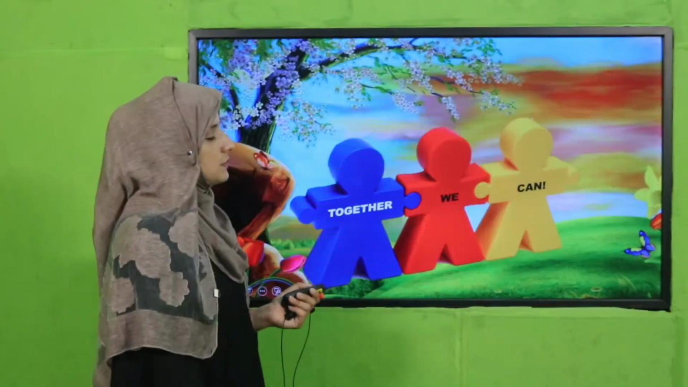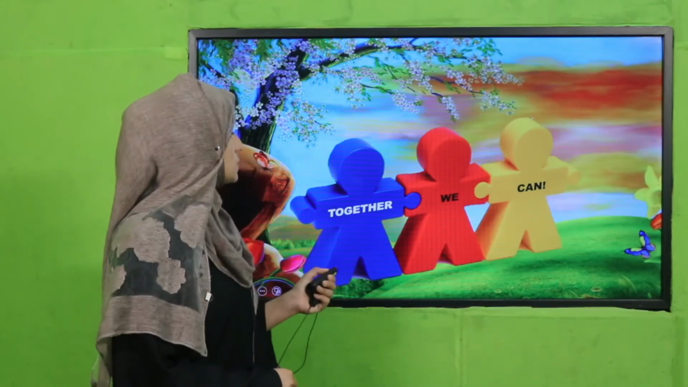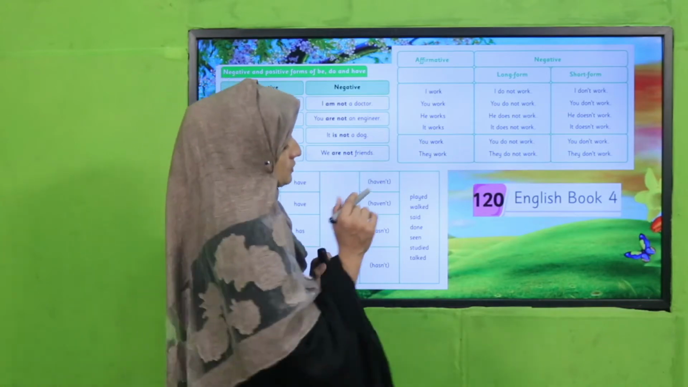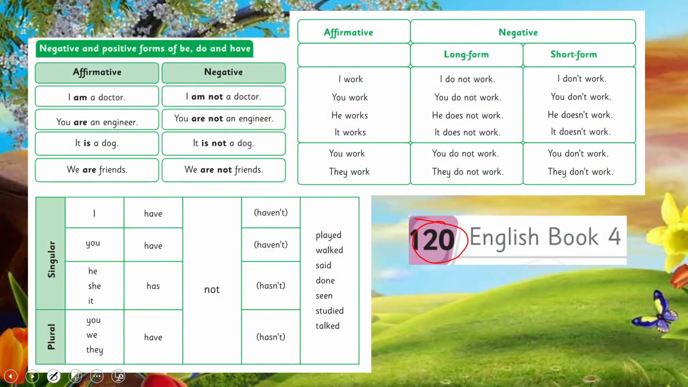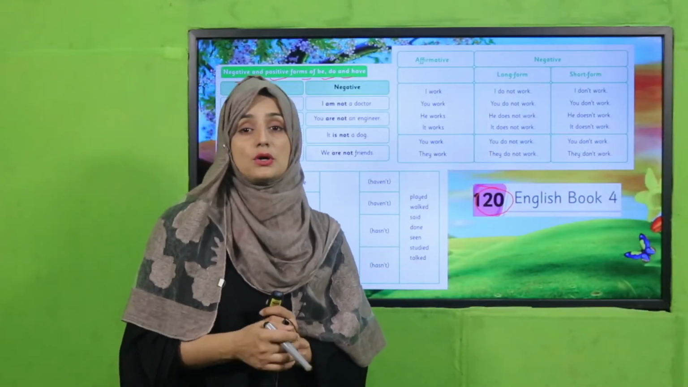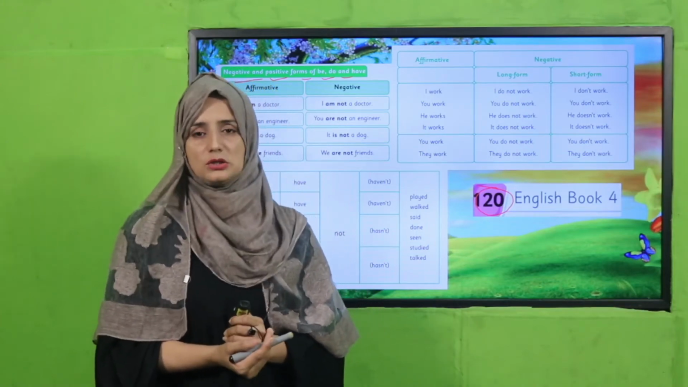Okay, let's perform an activity to judge what we have learned about positive and negative sentences. My dear teachers, say to your students to open page number 120 and read out the whole structure given in your book, the negative and positive forms of be, do and have. Perform this activity to build a strong concept, my dear teacher. Guide your students on every step. I'm waiting for you. Pause the video and perform this activity in your class.